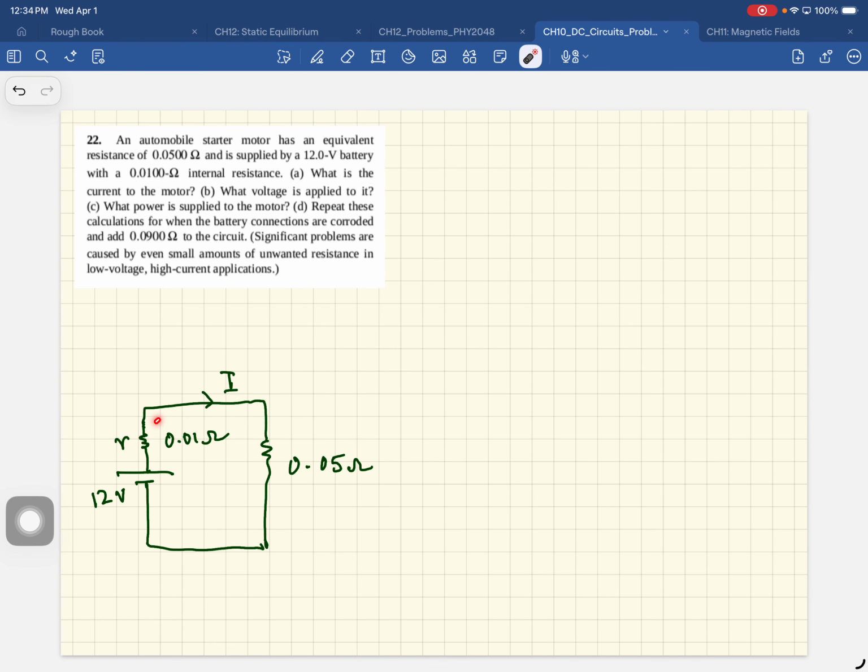Anyway, 1/6 of the power is lost there. So the problem says, let's calculate. What is part A? What is the current in the motor? Here's Ohm's law: voltage divided by the resistance in the circuit. And the resistance in the circuit is this total resistance.